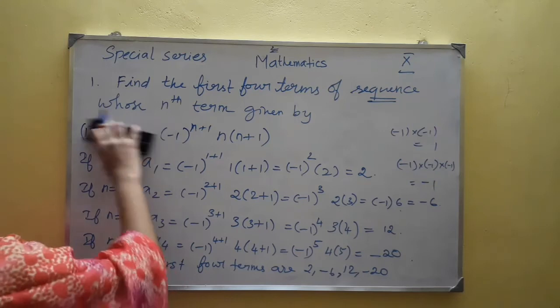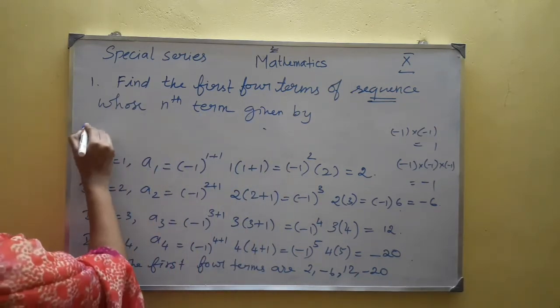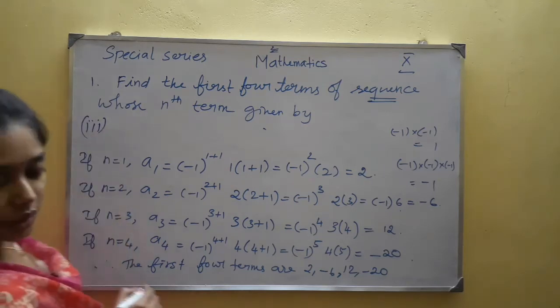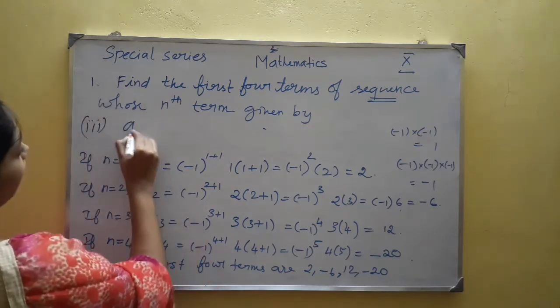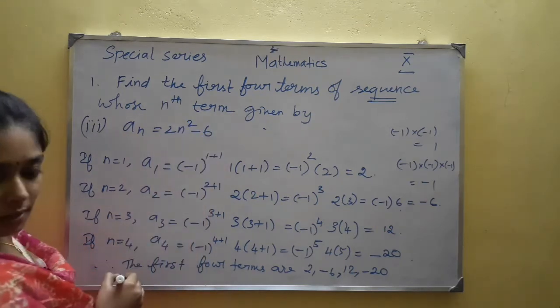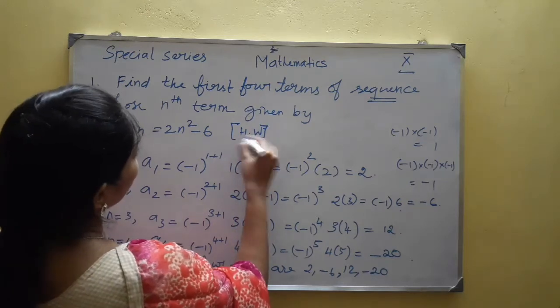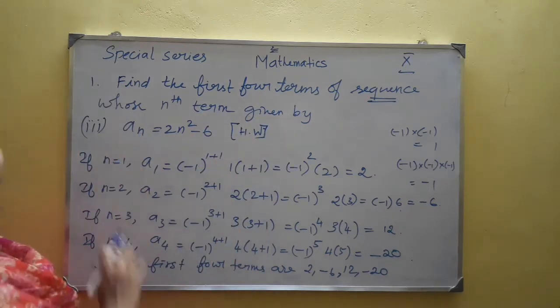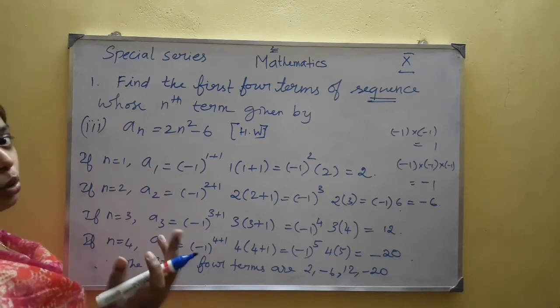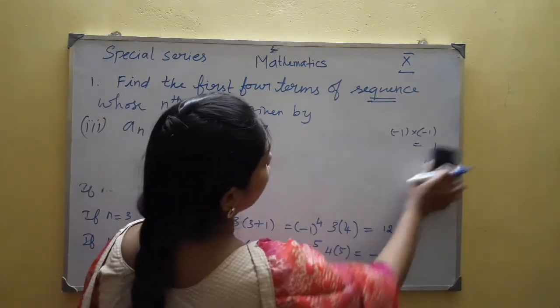Now I will give you one homework in the same way. Third subdivision. Do it as homework. An is equal to 2n square minus 6. You want to find the first 4 terms. Again substitute the n value to be 1, 2, 3, 4. You automatically get the first 4 terms of the sequence.